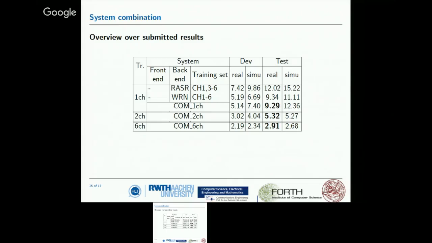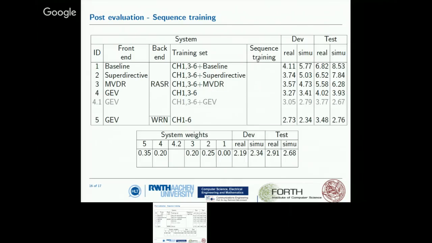None of those systems were trained with sequence training. And as we all know, sequence training always gives a nice improvement. So after the submission deadline, we managed to also finish training that system. And I would like to show those results as well, even though they are not part of the submission.